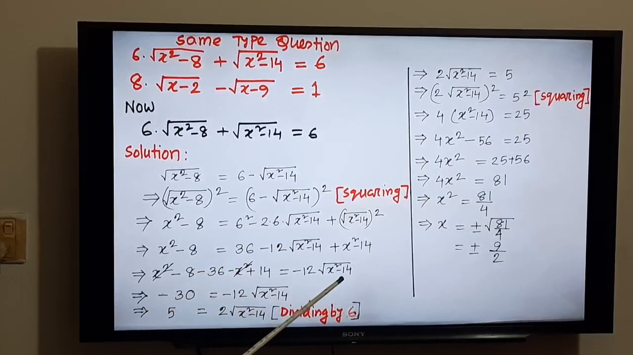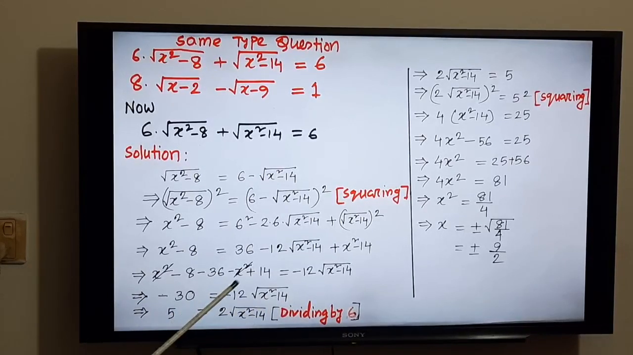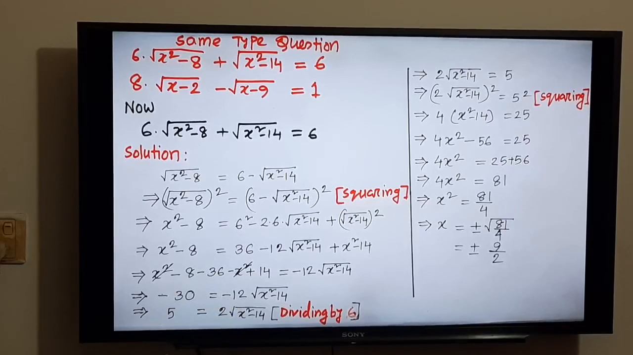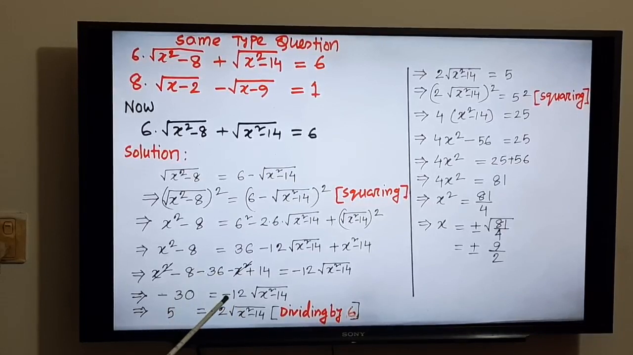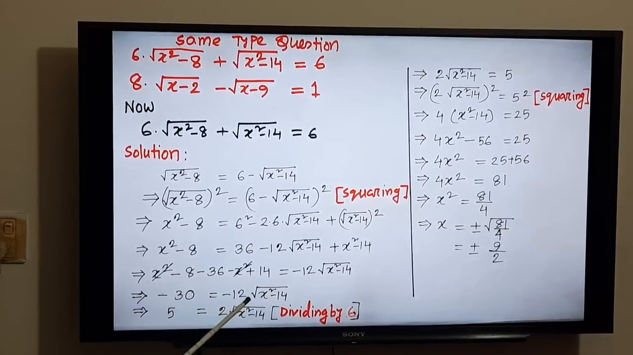And the right hand side is minus 12 root over x square minus 14. So, how can we simplify this line? It is easy: dividing both sides by 6, because 6 is the common number for both minus 30 and minus 12. Dividing by 6, the minus signs on both sides are discarded, and 30 divided by 6 is equal to 5, and 12 divided by 6 is equal to 2 root over x square minus 14.